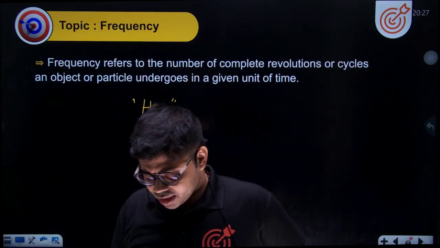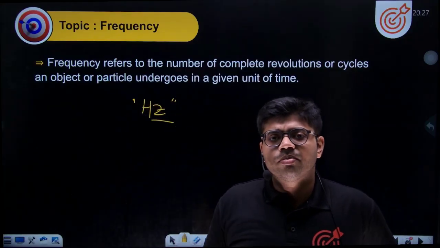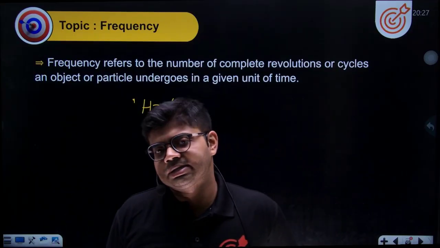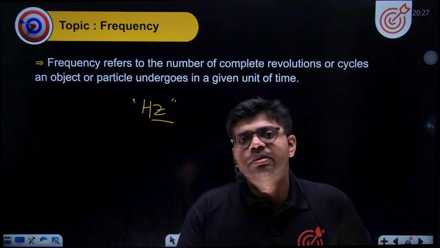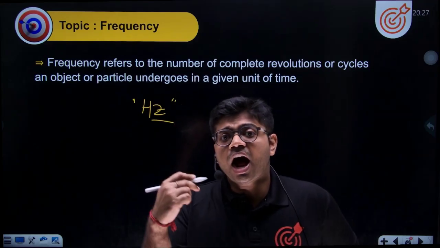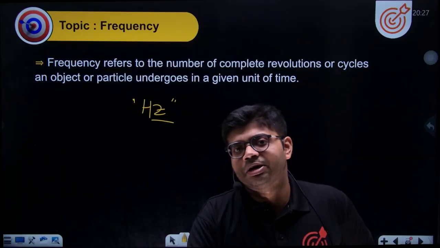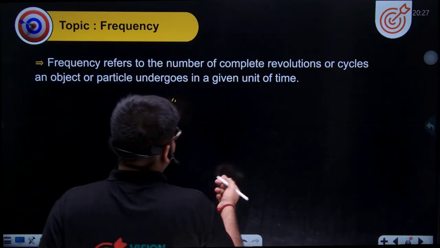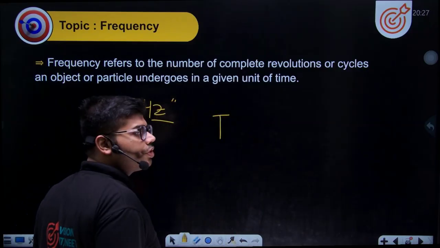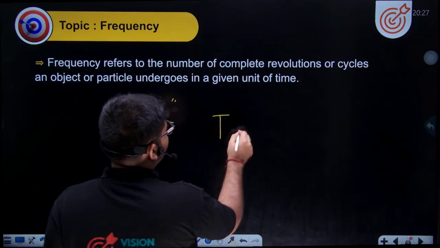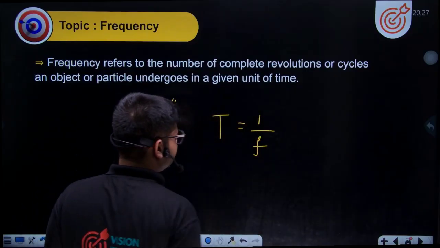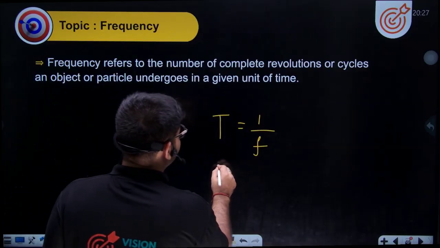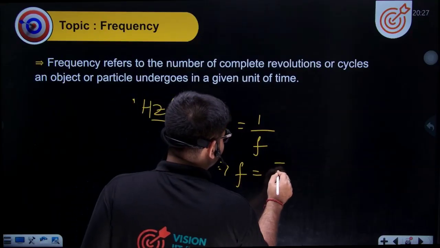If I say that the particle is basically moving around a circular path and its frequency is 100 hertz, what does it mean? It means that it is completing 100 revolutions in 1 second. Got the point? So I can say that there is a relationship between frequency and time period. Very simple. Time period is nothing but 1 by frequency. Or you can also say frequency is equal to 1 by time period.